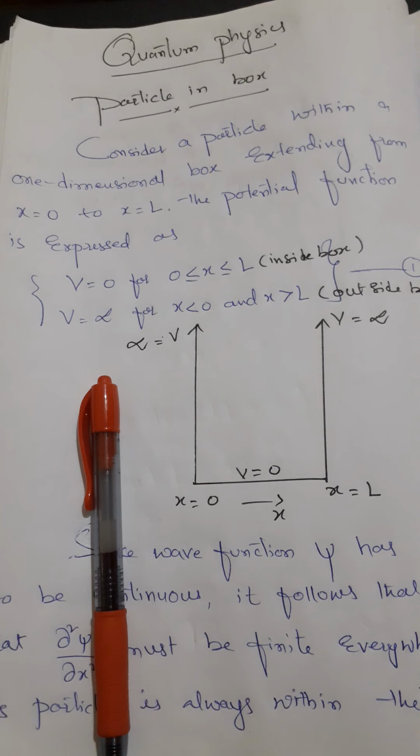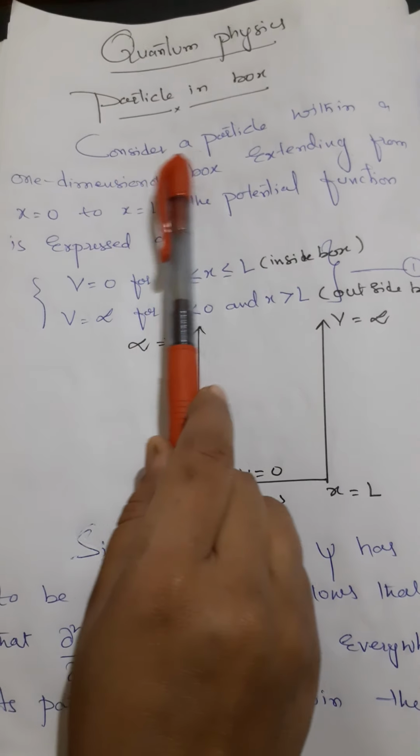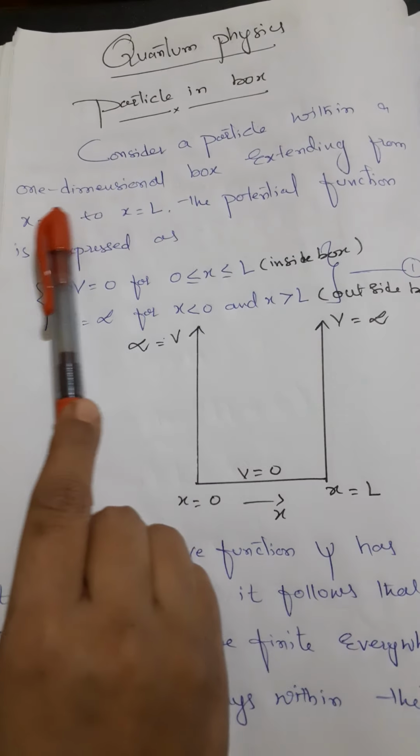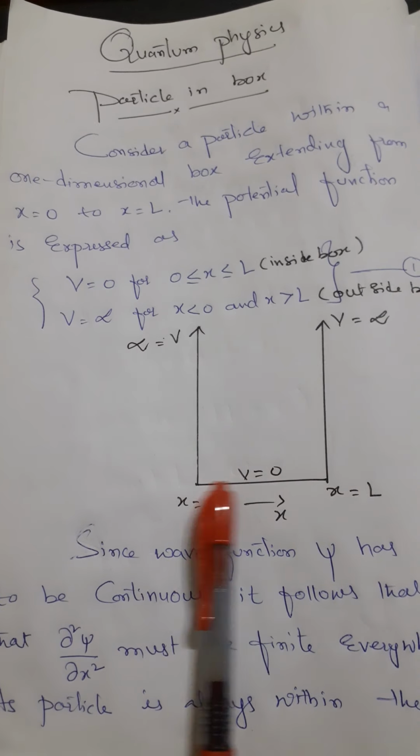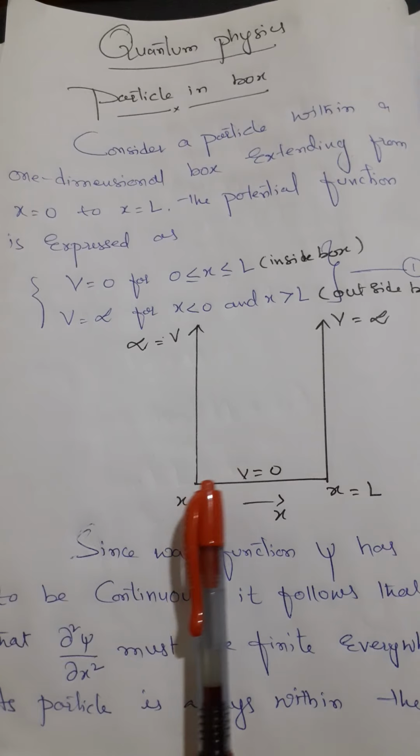Here our aim is to find the eigenvalues and eigenfunctions, and at the same time find the energy of the particle. For that purpose, let us consider a particle within a one dimensional box. Only the x axis is there.